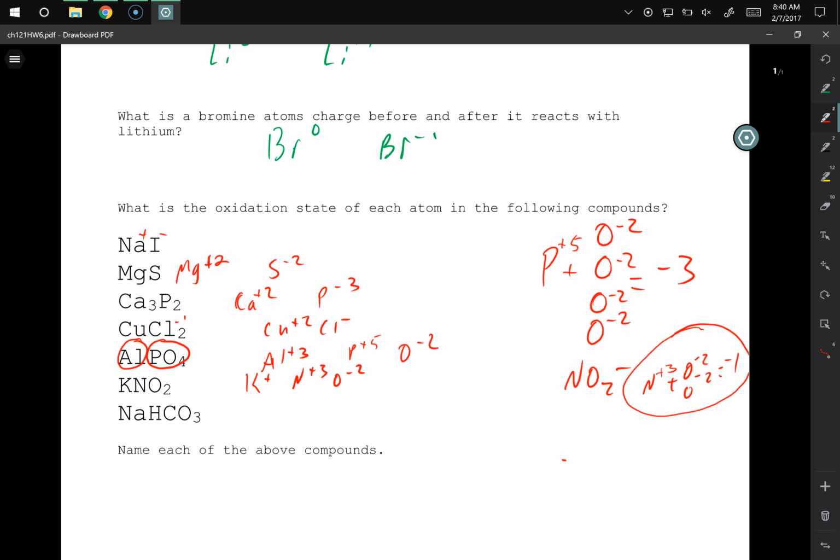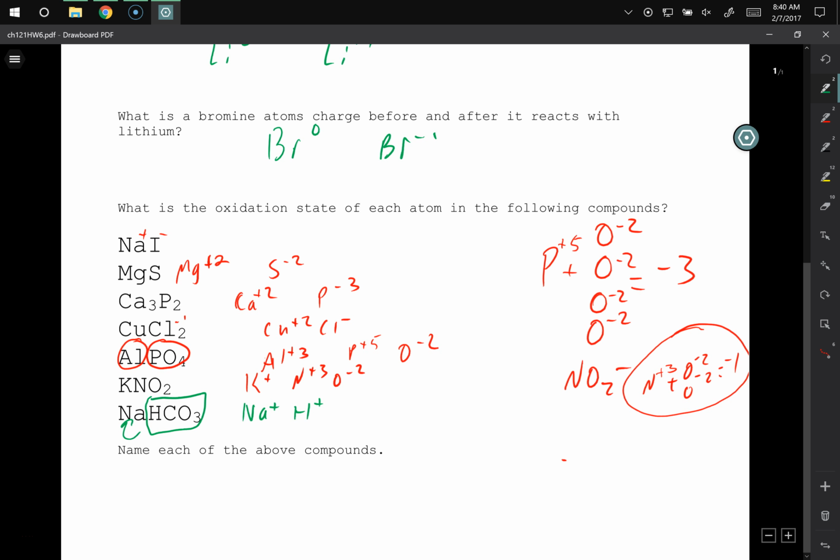And how about this last one? The sodium's charge? +1 because it's in column 1. The hydrogen's charge? +1 because it's hydrogen, but this one's a little confusing. It's hydrogen with a non-metal. So how do I know that the hydrogen's with the non-metal? The rule for hydrogen is +1 with a nonmetal, -1 with a metal or boron. So how do I know it's with this and not with that sodium?